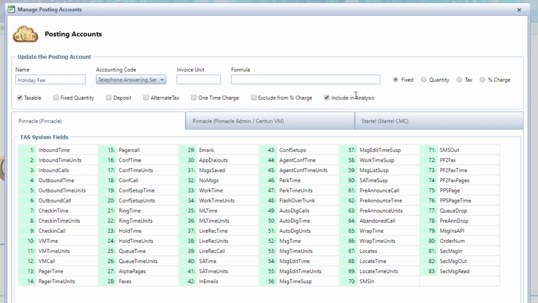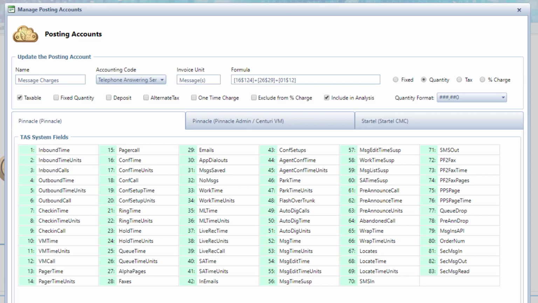Holiday fee, again fixed, included analysis. If any of your charges are taxable, be sure this checkbox is checked. Late charges are primarily posted during the billing process and the billing period menu. We'll be discussing those later. But again, they're a fixed charge. We want to include them in analysis, and they are taxable.